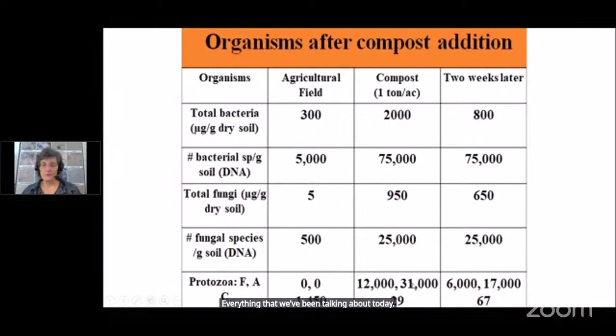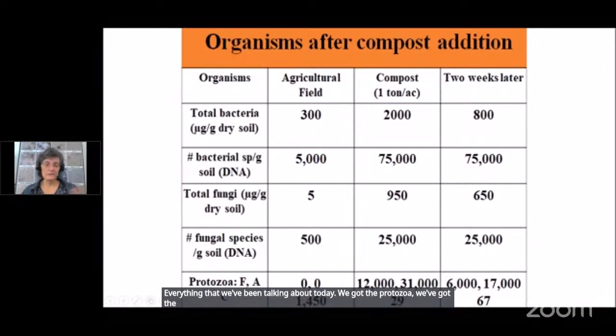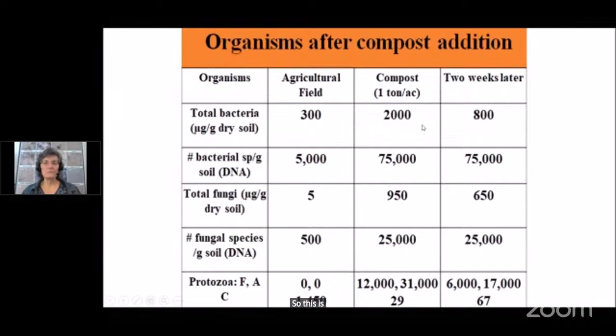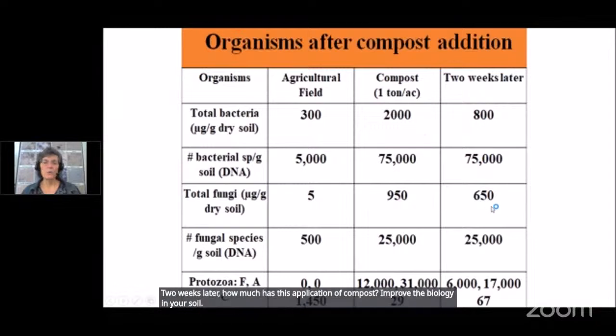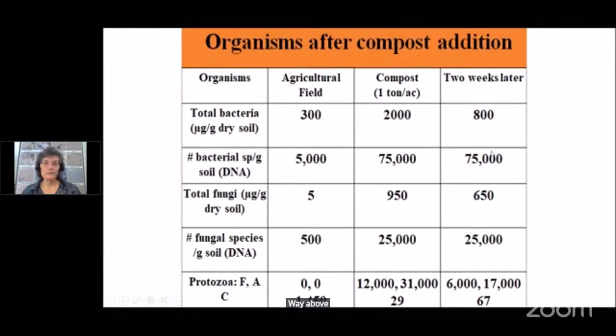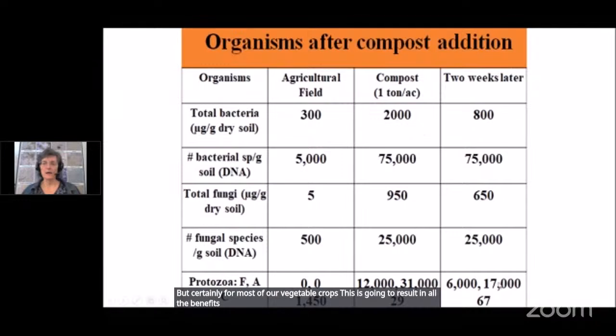We've got the protozoa, the flagellates, the amoebae, and the ciliates are down way below a level of concern, so this is good aerobic compost. Applied at 1 ton per acre, 2 weeks later, how much has this application of compost improved the biology in your soil? Way above the 300. A tiny bit on the bacterial dominated side, but certainly for most of our vegetable crops it is going to result in all the benefits happening. We've got good protozoa, we've got good diversity.